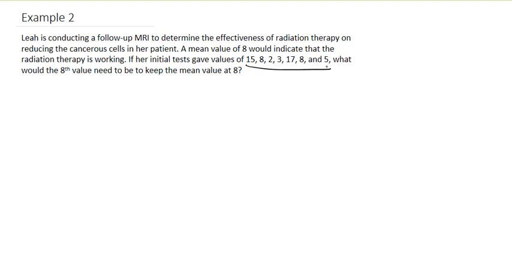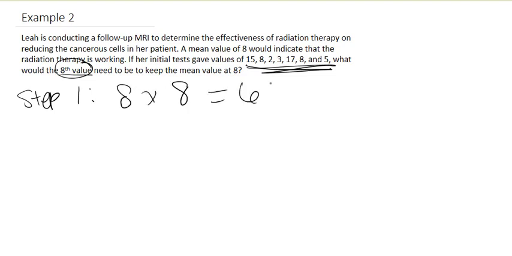So, once again, we will need to do the steps like we did before. So step 1, we multiply the mean, which is 8, times the number of samples. So we know we need to have 8 samples based upon this right here, having the 8th value, or we can just add up these 7 numbers and then add 1. So 8 times 8 is equal to 64. Now step 2 is we add up the values.